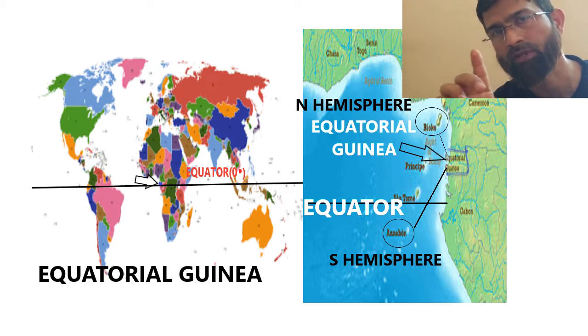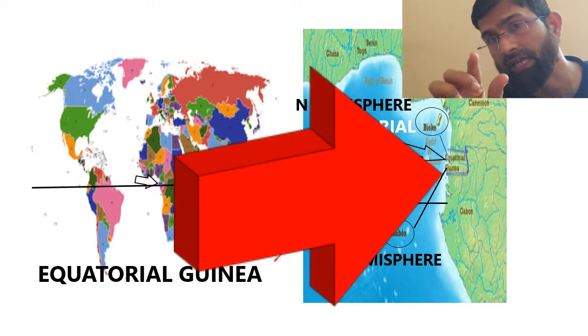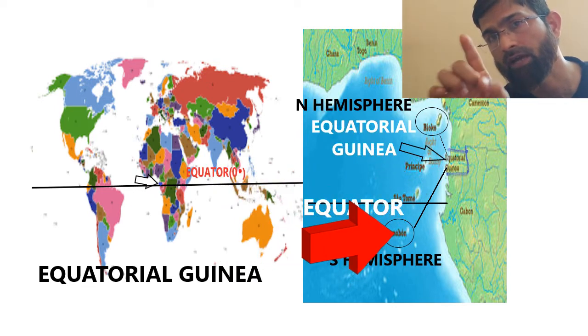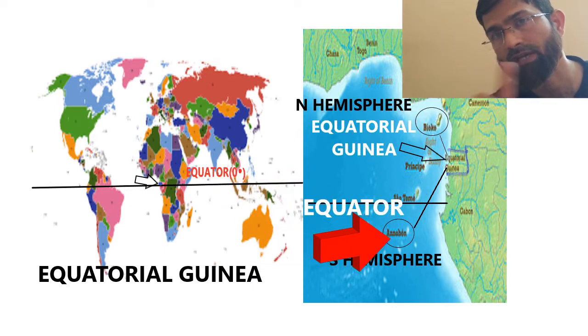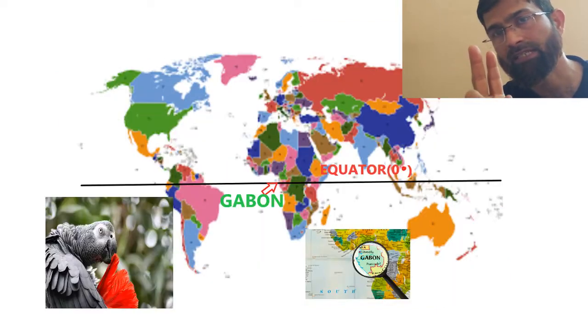Let me clarify here. When you see the map, you will find that this is a bit far from Equator, but in reality one of the islands is located to the south of Equator. So I have taken this country. Most of the websites have taken these countries as the area over which Equator goes through. That is Equatorial Guinea. And the next one from the African continent is Gabon.